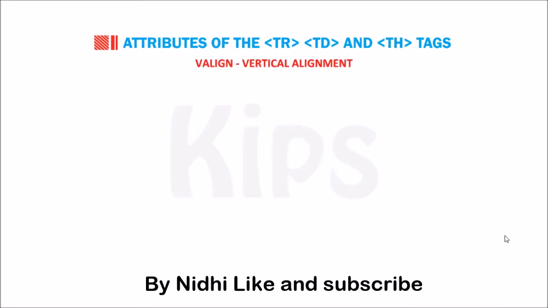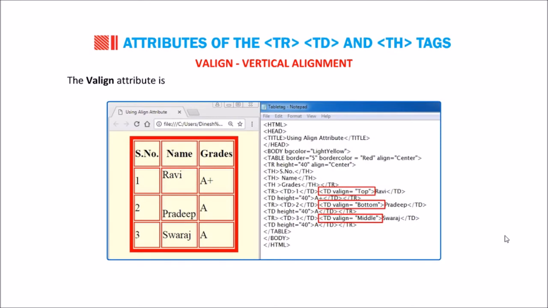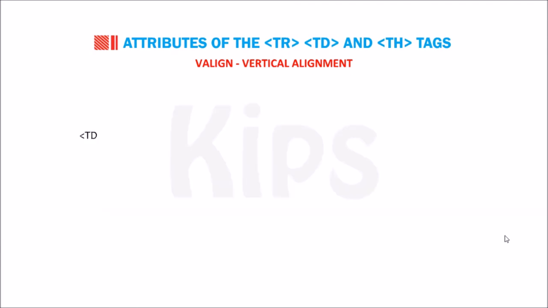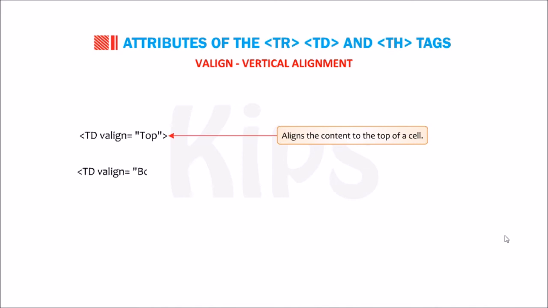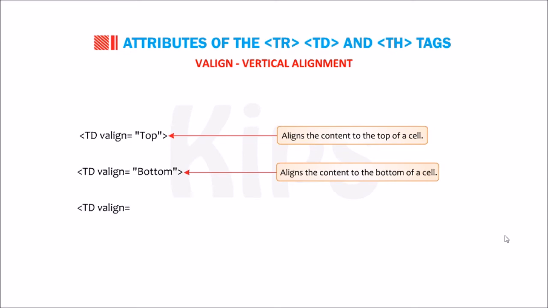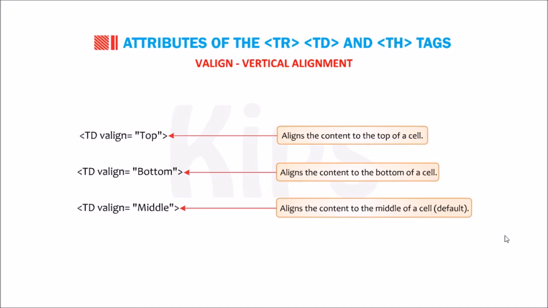V-align, vertical alignment. The V-align attribute is used with TD tag and sets the vertical alignment of data in a column. The data can be aligned to top, middle, or bottom. TD V-align equals "top": aligns the content to the top of a cell. TD V-align equals "bottom": aligns the content to the bottom of a cell. TD V-align equals "middle": aligns the content to the middle of a cell.